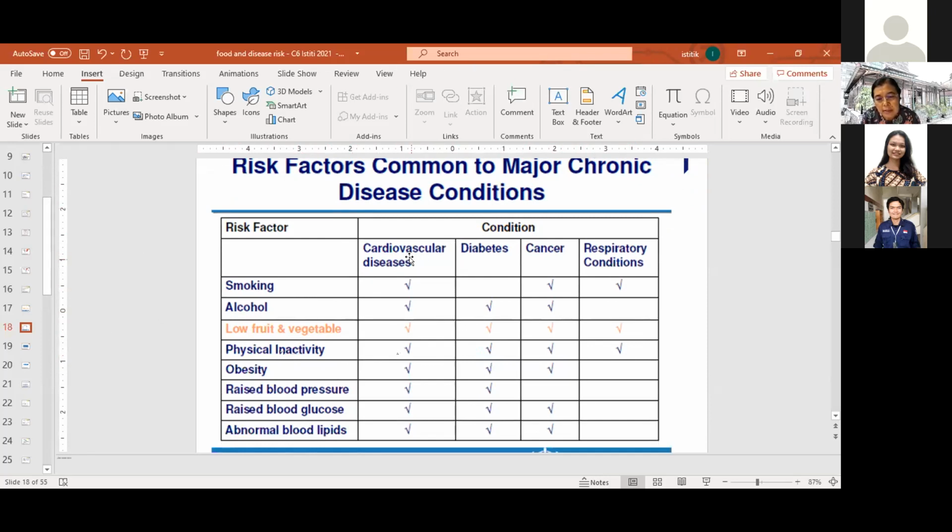The major risk conditions lead to cardiovascular disease, diabetes, cancer, and respiratory conditions. Another one: obesity, raised blood pressure, raised blood glucose, and abnormal blood lipids. These risk factors are shared by cardiovascular disease, diabetes, and cancer.